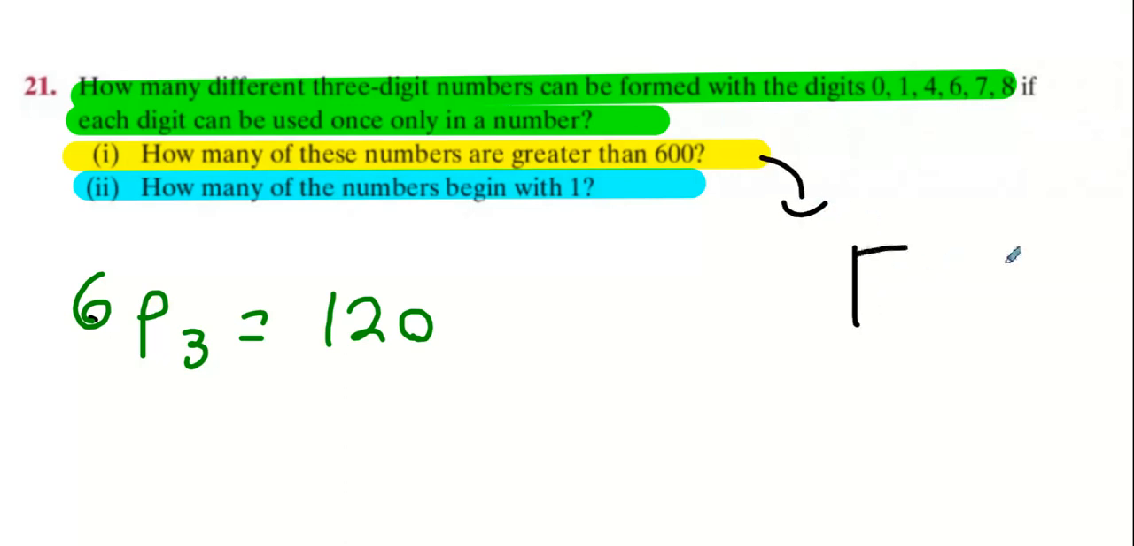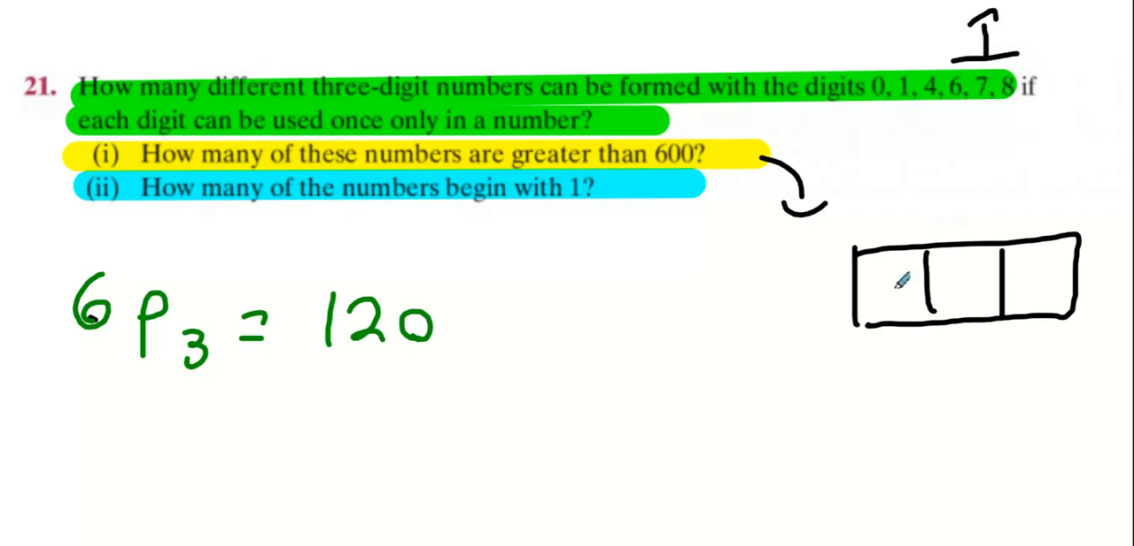How many are greater than 600? What can I choose for my first number? 6, 7, or 8 is my first choice. So that's 3. Then once one of them is chosen, how many are left? 5. And then once one of them is chosen, 4. 3 multiplied by 5 multiplied by 4. Anybody got 60? Awesome.